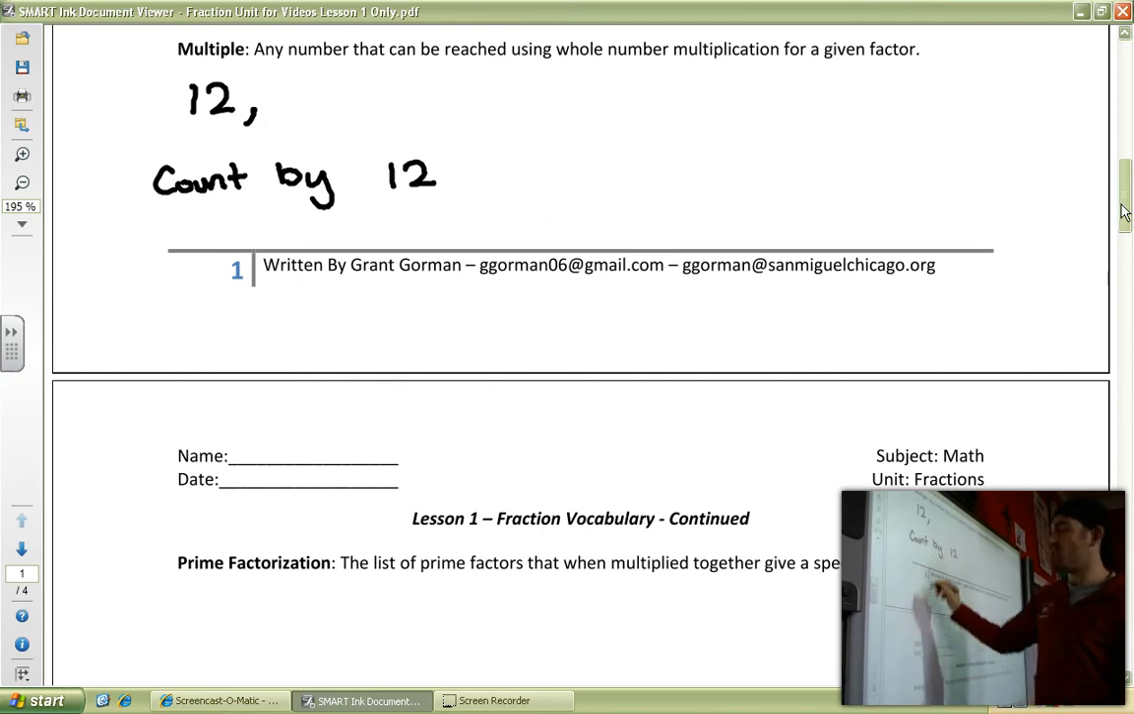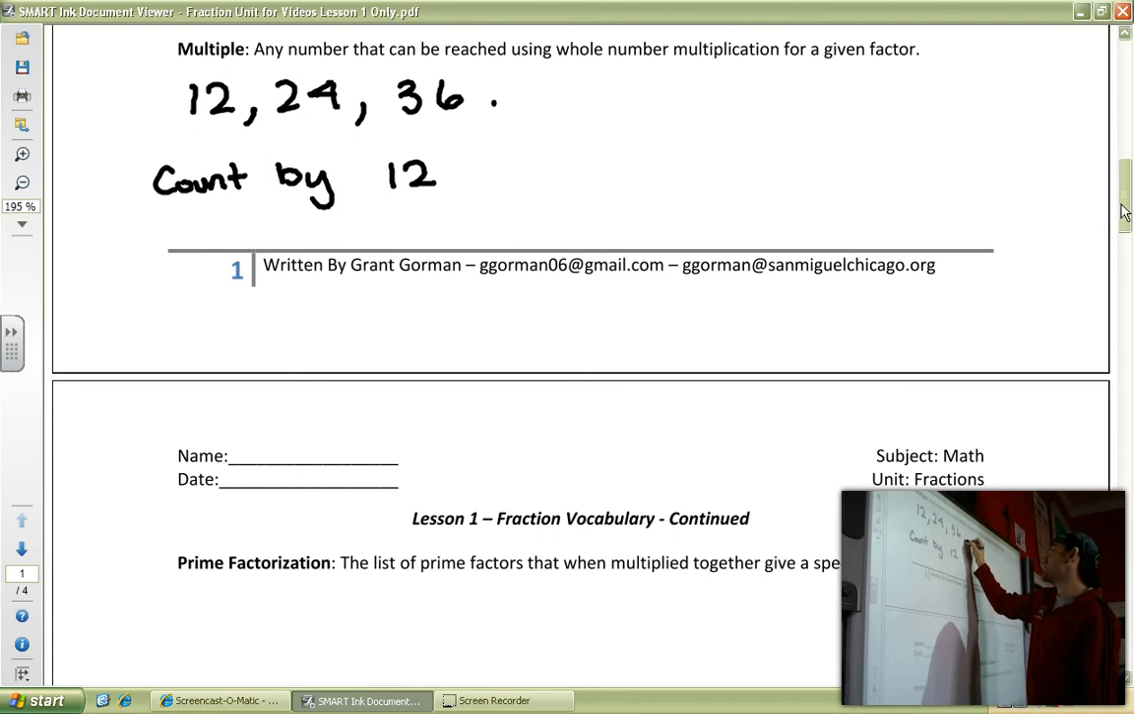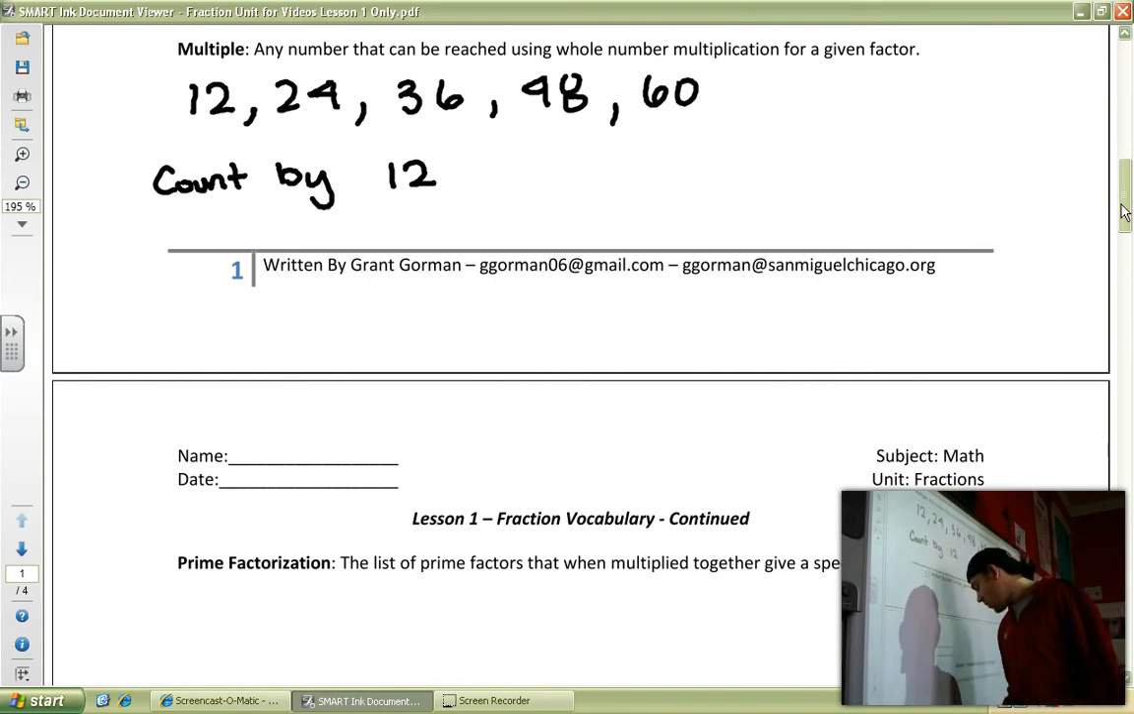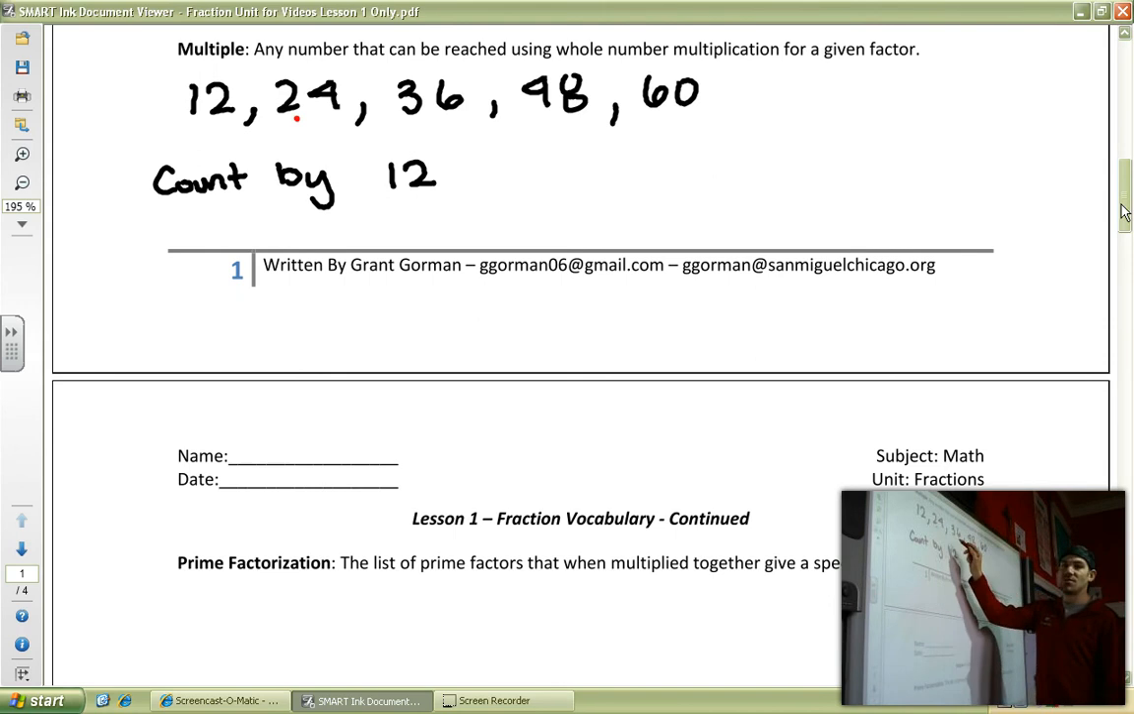12. With another 12 is 24. With another 12 is 36. With another 12 is 48. With another 12 is 60. So you can see that this is 12 times 1, and then 12 times 2, and 12 times 3, and 12 times 4, and 12 times 5. Okay, so the multiples, 12, 24, 36, 48, 60, those are all the numbers that we can get by using multiplication. Again, 12 times 1, 2, 3, 4, 5.